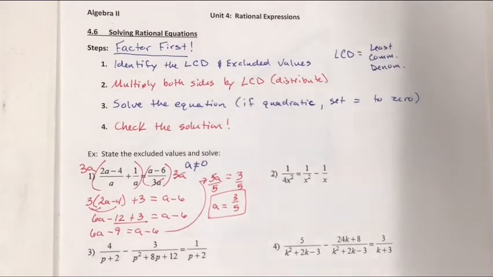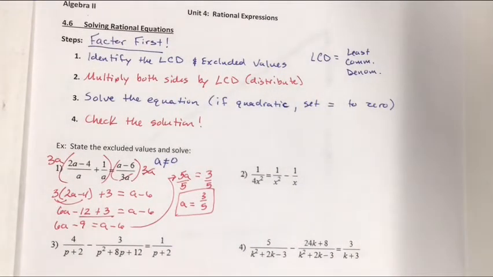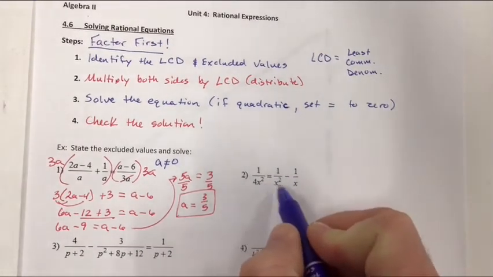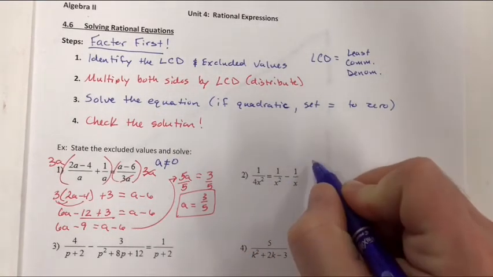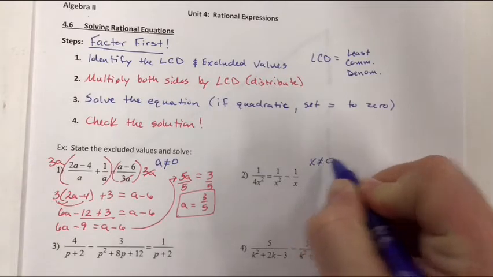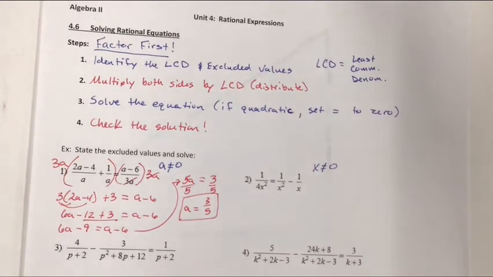Number 2. When I'm looking at number 2 here, I again want to identify excluded values. Well, the x is on bottom here. The only thing that would make any denominator 0 is if x equals 0. So that is my excluded value. I can't have x equals 0 as an answer.